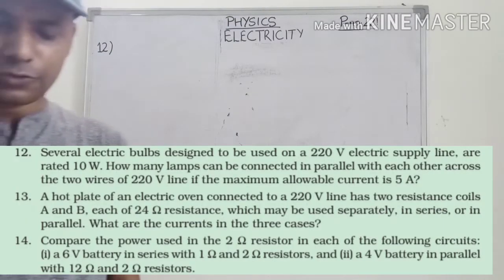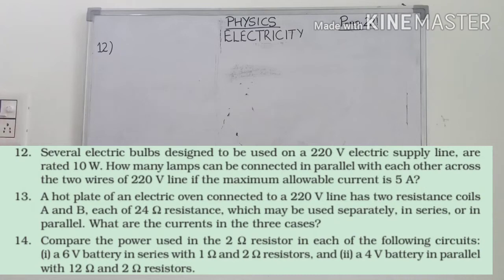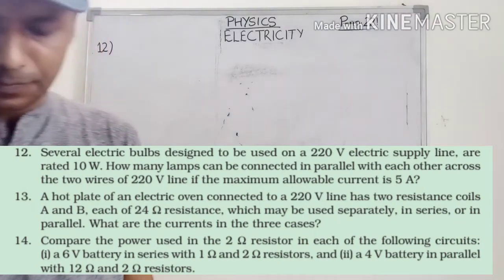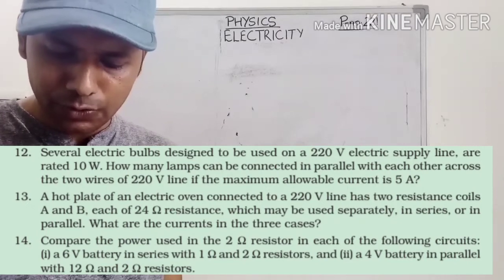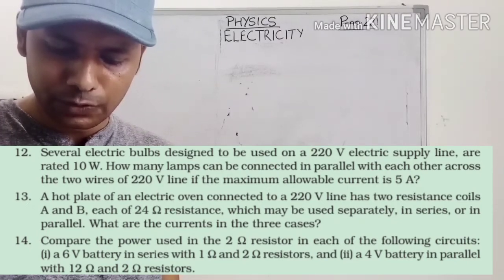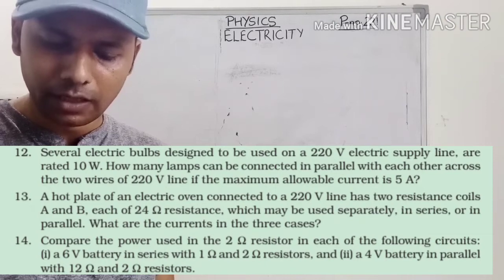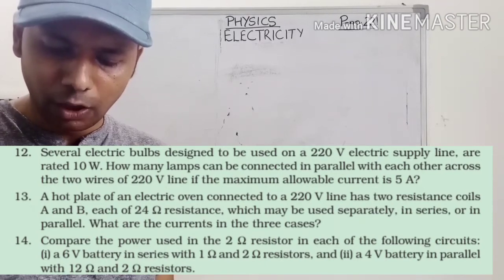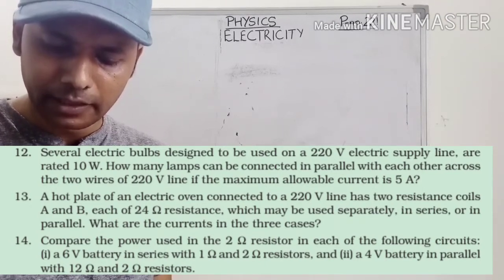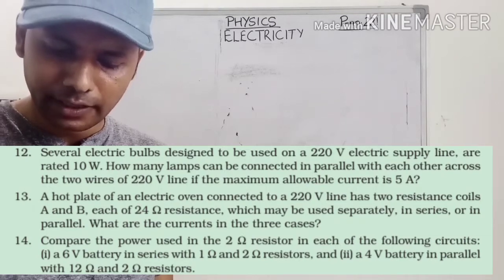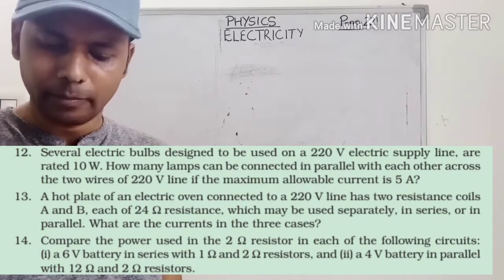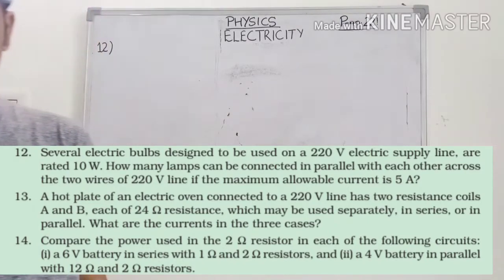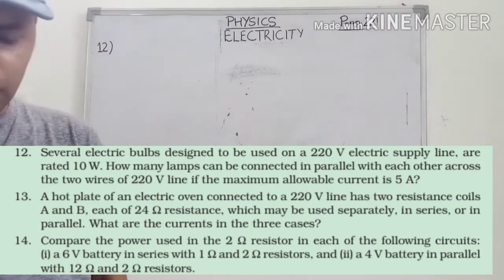Check the question number 12. Question number 12 is: several electric bulbs designed to be used on a 220 volt electric supply line are rated 10 watts. How many lamps can be connected in parallel with each other across the two wires of the 220 volt line if the maximum allowable current is 5 ampere?